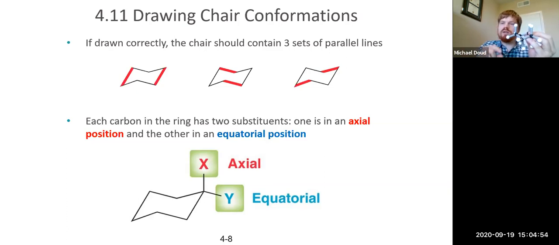Try to look around and identify these axial and equatorial positions as you go around your model. So again, notice axial is pointing up, which means equatorial is out and down. Here, the axial is pointing straight down, and the equatorial is up and out, mostly out. So give that a try. Go around your ring and see if you can identify where those positions are.